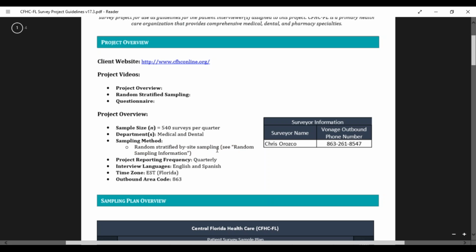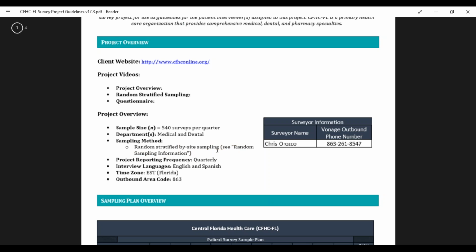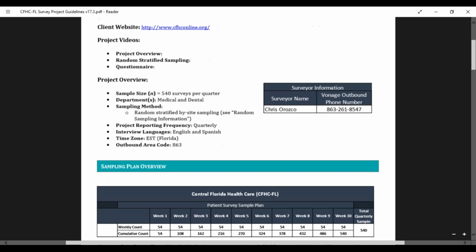What that means is that each site needs a specific number of surveys over the course of the quarter. The one thing that you don't want to do is get all of the surveys for any site in any 1 week or even month. We want to do our best to spread out the surveys amongst all the sites every week so that every site has a repetitive sample throughout the entire 10 weeks of the quarter.